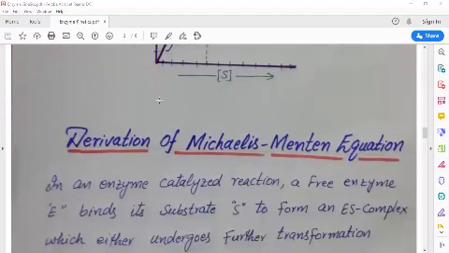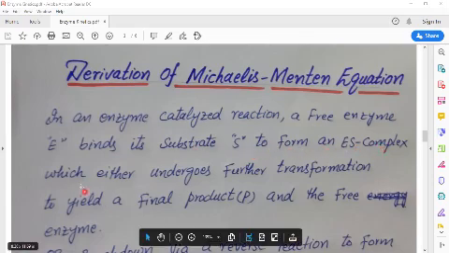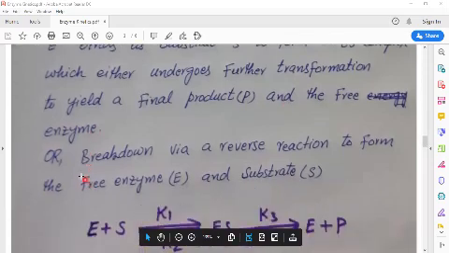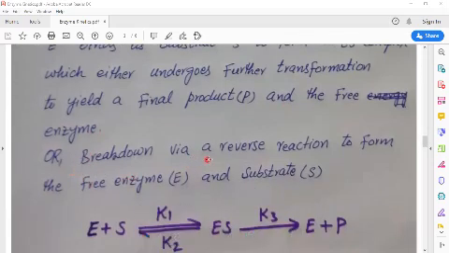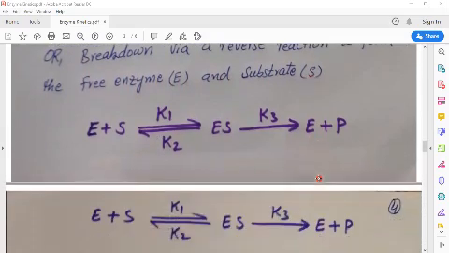Now we will derive the Michaelis-Menten equation. In an enzyme catalyzed reaction, a free enzyme E binds its substrate S to form an enzyme substrate complex, which either undergoes further transformation to yield the final product P and the free enzyme, or breaks down via a reverse reaction to form the free enzyme E and the substrate S. This is the general reaction.